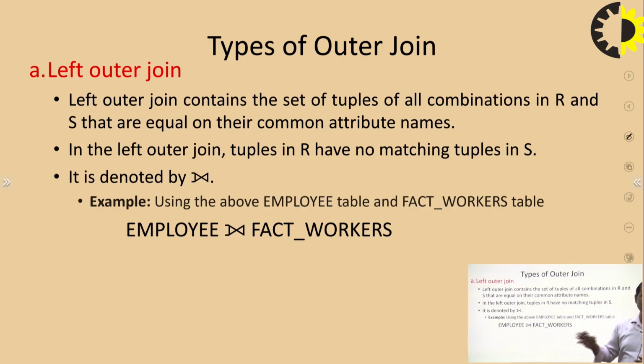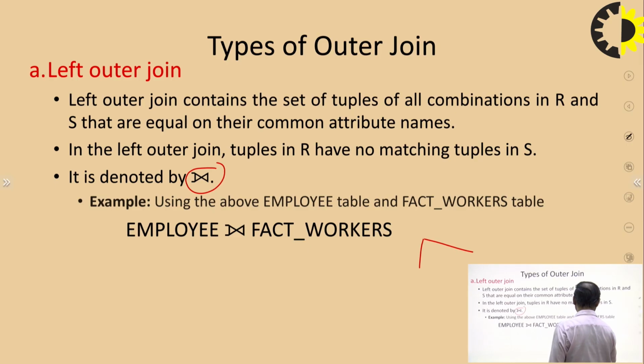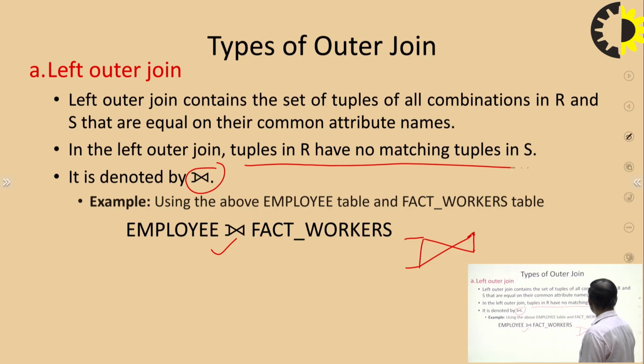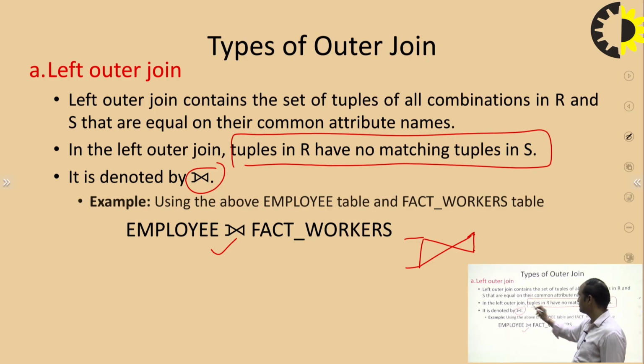Suppose we have two tables, employee and fact worker, and we use the left outer join. The left outer join is denoted by this symbol, with the join symbol open on the left hand side. That is why it is called the left outer join, and it must keep the tuples in R that have no matching tuples in S. This is the condition in the left outer join.